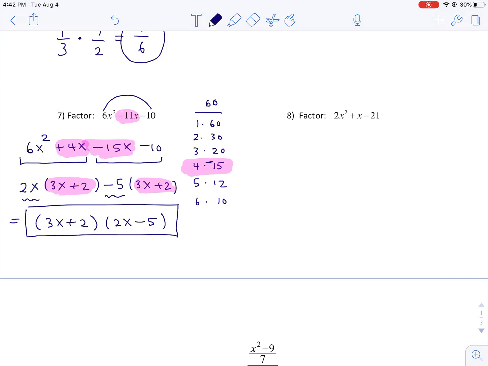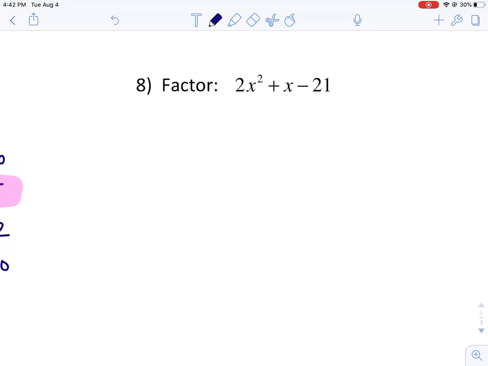Should we try this one? Sure. This time I'll do it by trial and error. You could do it with the master factor, but with that 2 in the front, this shouldn't be that difficult to get a 2x squared. Certainly you've got to go 2x and x.